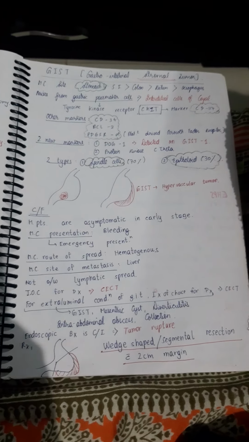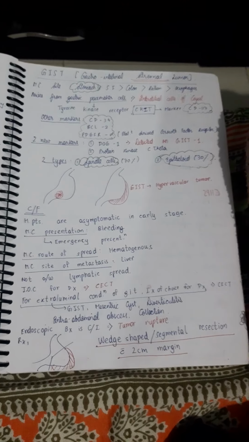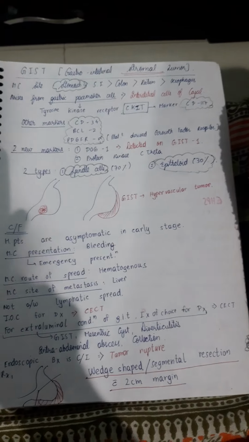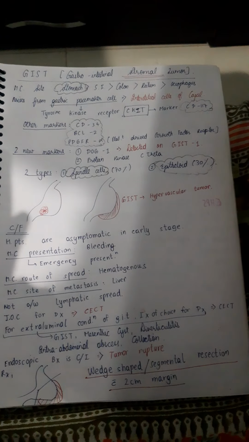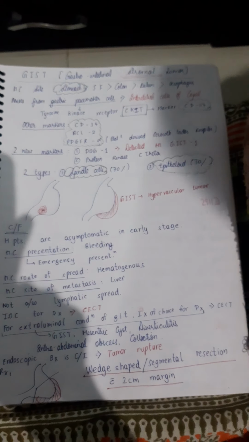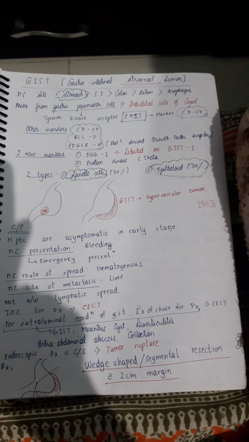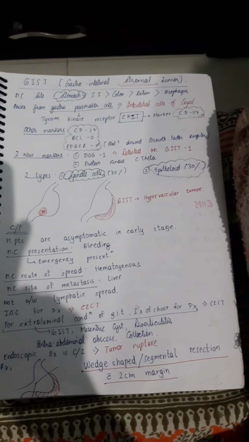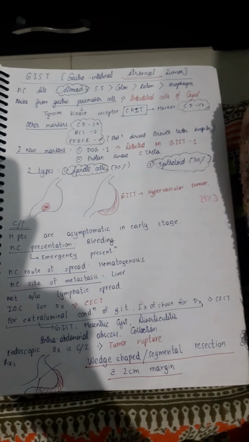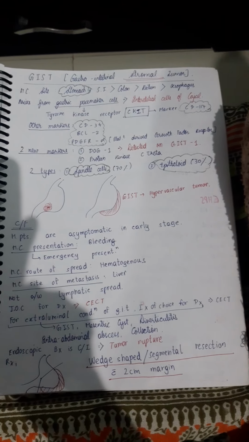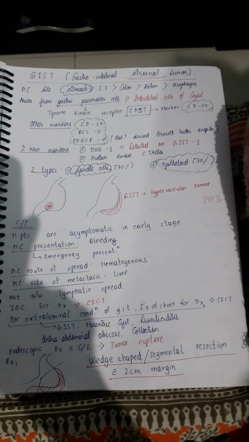GIST, gastrointestinal stromal tumor. Most common site is the stomach, then small intestine, then colon, then rectum, and then esophagus. GIST is a tumor that arises from the pacemaker cell, that is the interstitial cells of Kajal. Now there is a receptor present on the gastric pacemaker cell that is called the c-KIT.